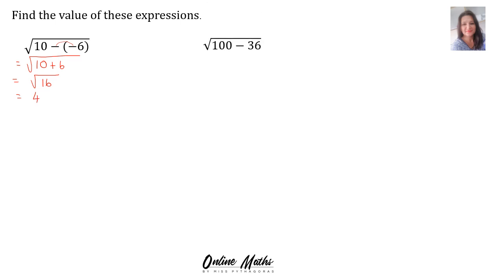This one, what you have to do is you first have to work out 100 minus 36, which is 64, and then the square root of 64 is 8. Now look at that one. It looks as if it's the same sum, but it's not. This one is the square root of 100 minus the square root of 36. So this one will be the square root of 100 is 10 minus the square root of 36 is 6. 10 minus 6 is 4.